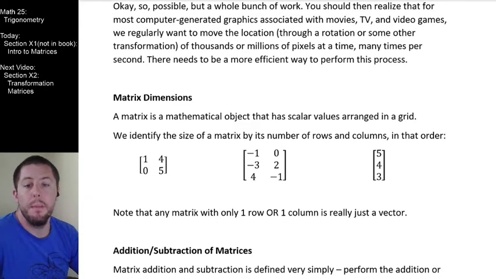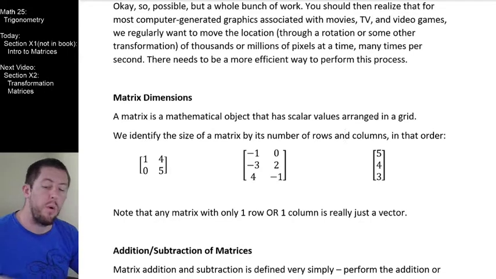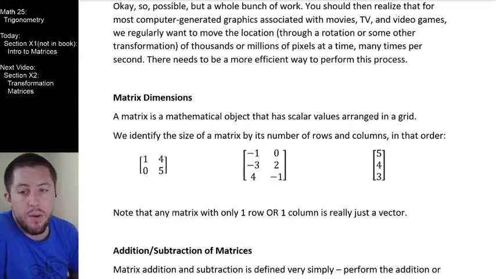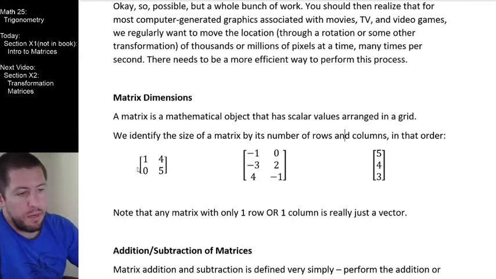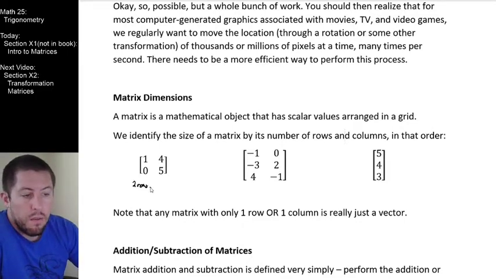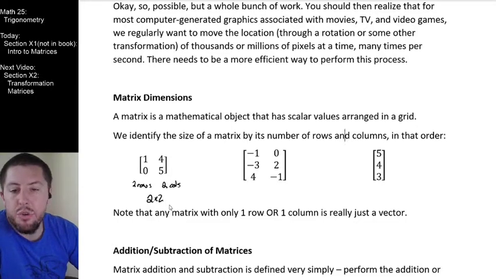Okay, all right. So matrix dimensions. First idea right here. A matrix is a mathematical object that has scalar values, right? So just numbers, not vectors within them, scalar values arranged in a grid. We identify the size of a matrix by the number of rows and the number of columns, and we always will state it in that order so that there's never any confusion when you state what dimensions a matrix has when you're talking with somebody else. This one right here I can see has 2 rows and 2 columns, which is often abbreviated as just cols right there. And so we would refer to this as a 2 by 2 matrix.